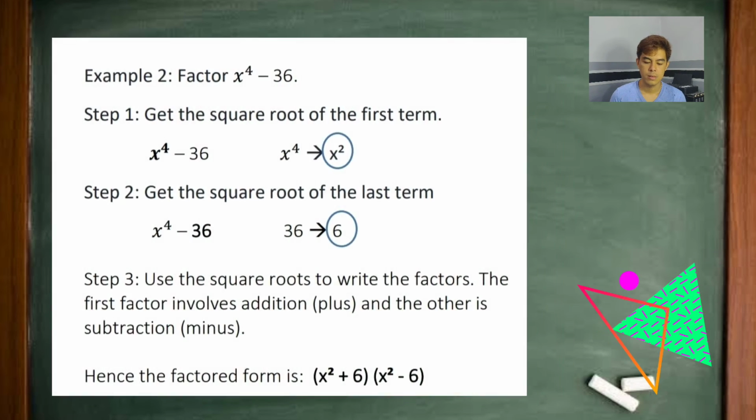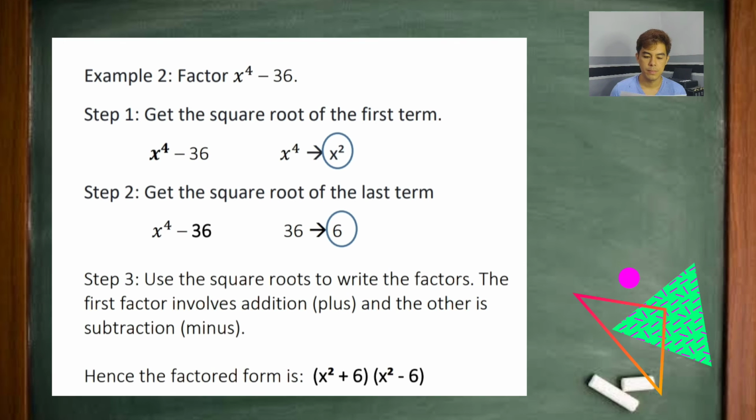Okay, let's have another example. Factor x to the 4th power minus 36. So gaya kanina, step number 1, hanapin lang natin ang square root ng unang term natin. So the square root of x raised to 4 is x squared. Step number 2, hanapin natin ang square root ng last term. So ang square root ng 36 ay 6.